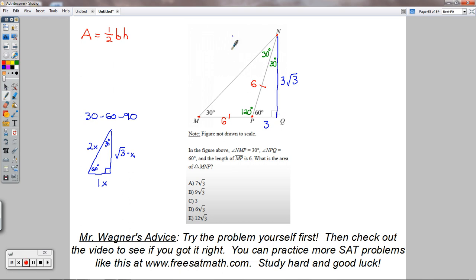Trying to draw a straight line. There we go. It's not too bad. So now I have my base of 6, which I saw at the beginning, times my height, NQ there, of 3 rad 3. 1/2 of 6 is 3, and 3 times 3 radical 3 is going to be 9 radical 3, or 9 times the square root of 3. Therefore, my final answer on this one should be choice B.